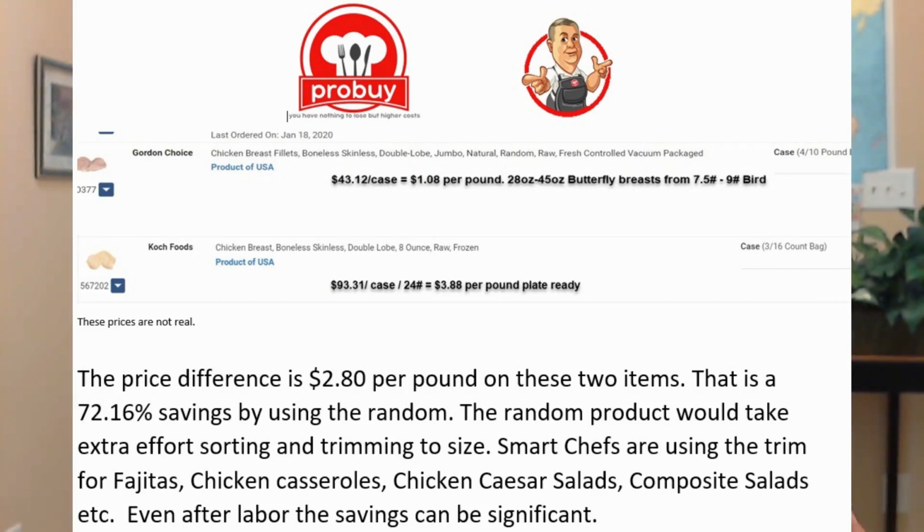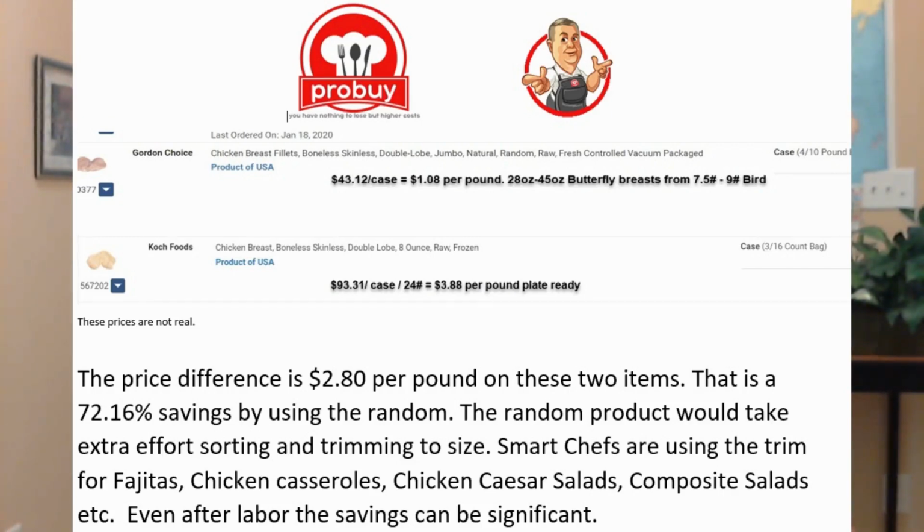Also, they have a Koch product, K-O-C-H, as in the Koch brothers. Basically, it used to be ConAgra. In any event, they have a chicken breast, boneless, skinless, double lobe, 8-ounce. So it's a sized product, and it's really ready to go on the plate.